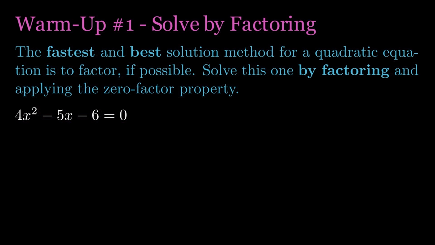Our leading coefficient is not 1, so we want to use the AC method. Multiply the leading coefficient by the constant term, that 4 times -6 is -24. And we want to present it as a product of two numbers that add to the middle term coefficient -5. So we're looking for those two numbers that multiply to -24. And since the product is negative, one of those numbers must be negative and one positive. And then they should add to -5.